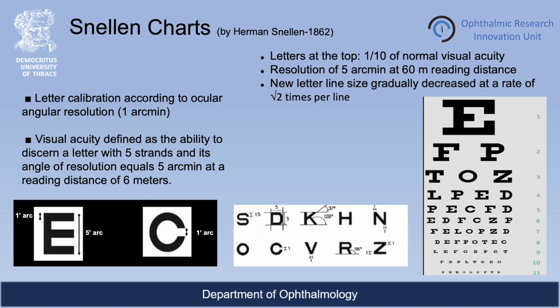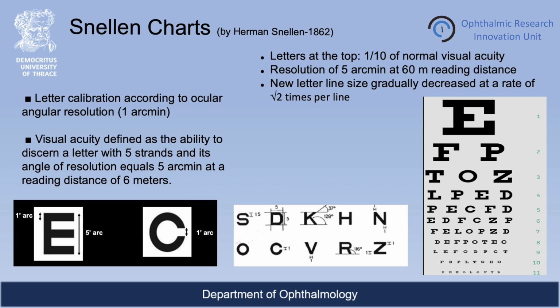Historically, the first visual chart was created by Hermann Snellen in 1862. The calibration of the chart's letters was based on the observations of English astronomer Robert Hooke, who indicated that the angular resolution of the human eye is 1 arcminute. Therefore, Snellen defined normal visual acuity as the ability of the eye to identify a letter, which has 5 strands, and its angle of resolution equals 5 arcminutes at a reading distance of 6 meters.